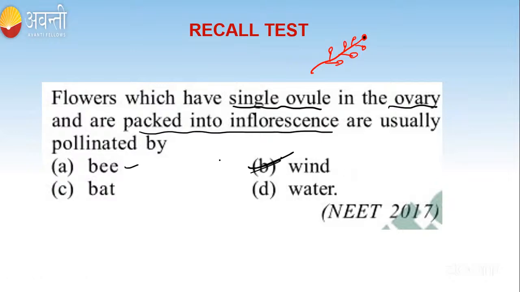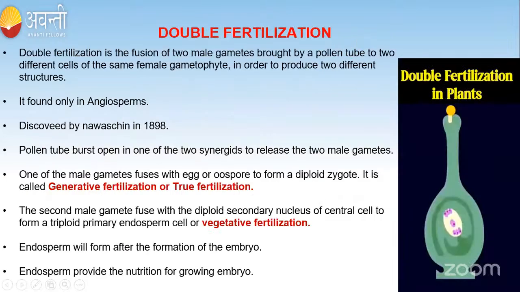For bee pollination, we didn't study these characters, right? That is a single flower only, not the inflorescence, right? And you know that for the bat, we require a large flower. It is not packed into the inflorescence, right? A large flower is required for the bat and it should be dull colored, right? Okay, then I think you understood about this.